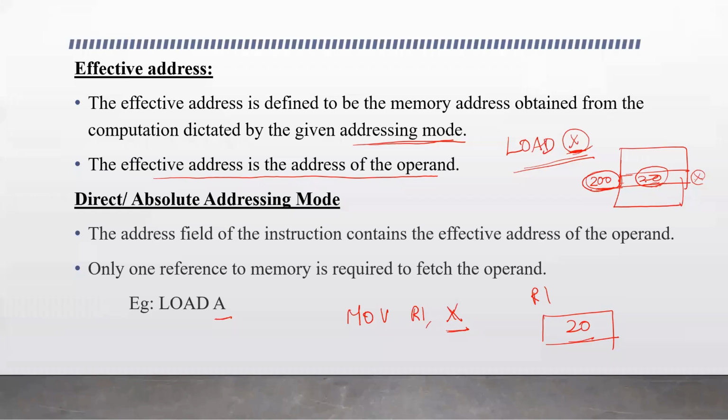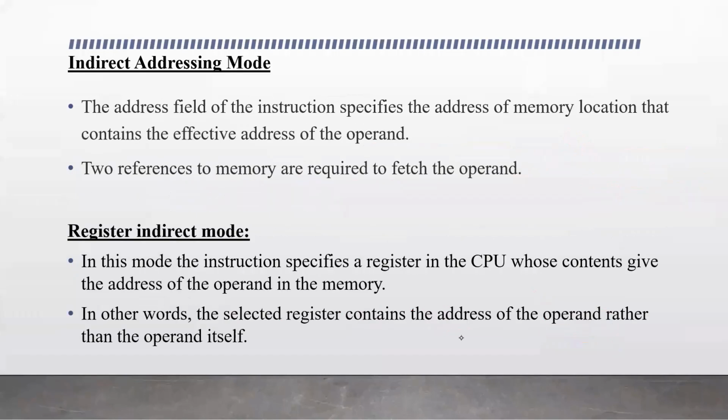So this type of addressing is called direct addressing. There is no other computation needed to find the effective address. X is the effective address here, so we need only one reference. Once you locate X in memory, the operand is available there. So only one reference to memory is required to fetch the operand.